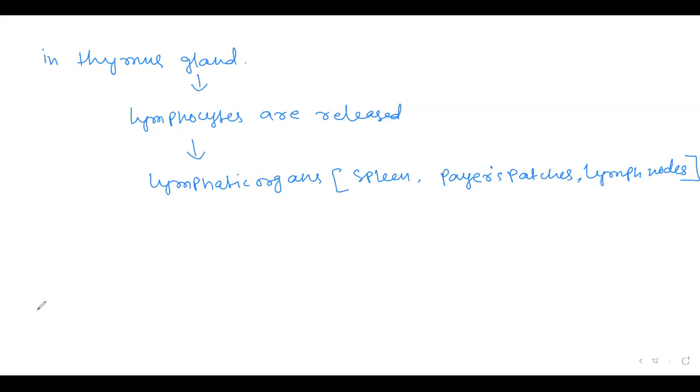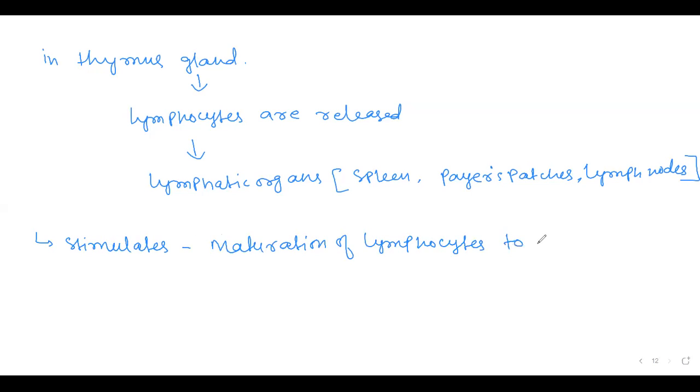The thymosin hormone stimulates maturation of lymphocytes to destroy antigens. क्योंकि इम्यून सिस्टम का काम ही होता है फॉरेन एंटीजन को डिस्ट्रॉय करना। Which are the foreign particles, foreign pathogens, produced by bacteria or pathogens.